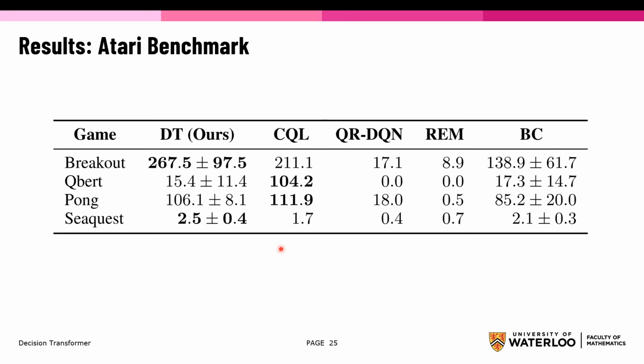So in general, the conclusion we can reach from these results on the Atari benchmark is that the performance of the DT method is not consistently better than the other baselines on all of the games.